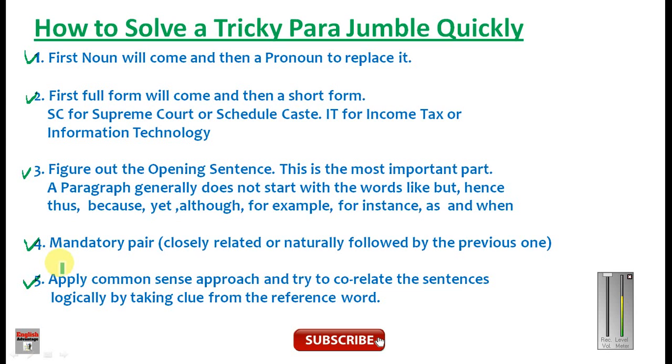Apply a common sense approach and try to correlate the sentences logically by taking a clue from the reference word. Now let me tell you what the reference word is. If two sentences have the same word, that word will be common in both sentences and they will definitely make the mandatory pair. So these 5 guidelines are very important to solve any tricky parajumble.